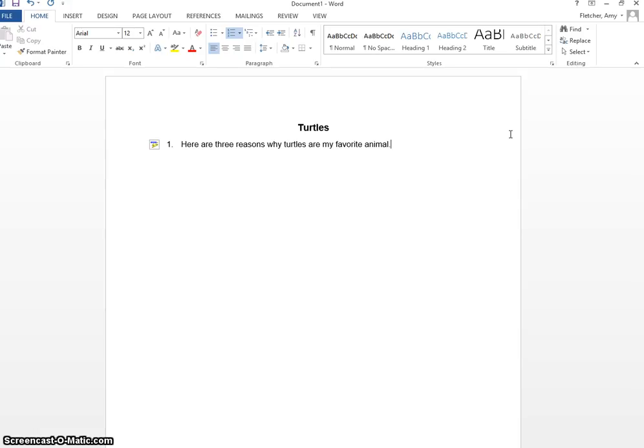And we're going to hit enter, and it already put the 2, the period, and 2 spaces. Okay, because it's kind of just guessing that that's what we want. Okay, so our first reason is our second sentence. We're going to put, turtles have a protective shell, period.